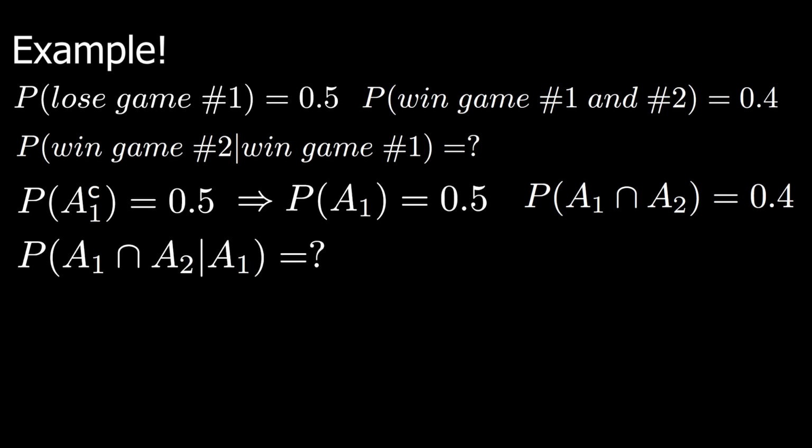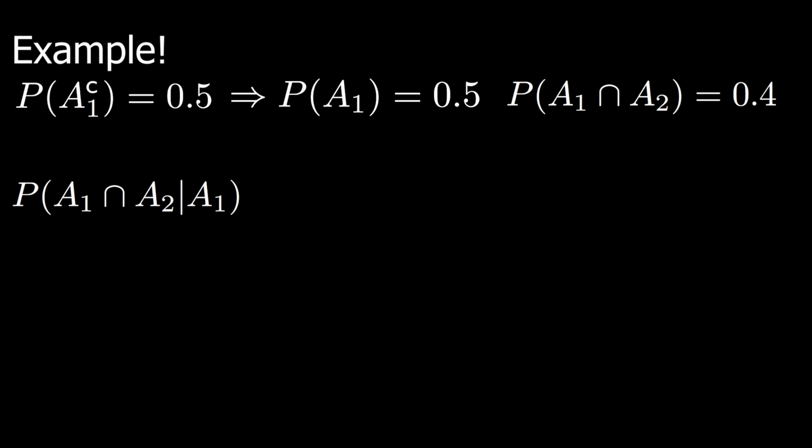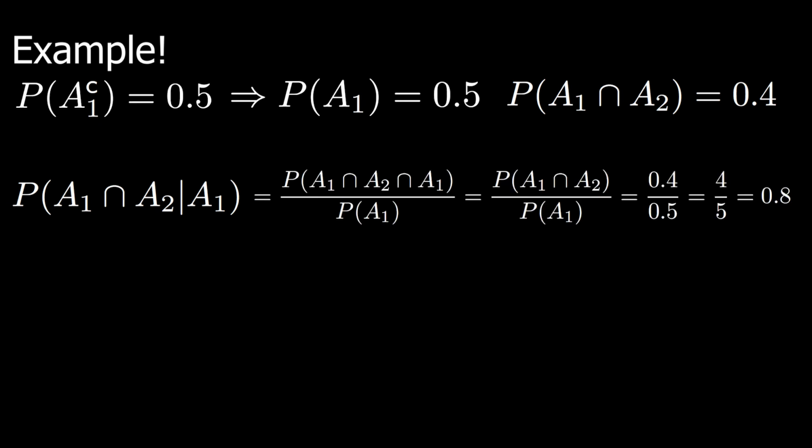What are we looking for? P of A1 intersection A2 given A1. The screen is getting a little cluttered, so let's remove the old information for the question, since we've formulated it in explicit events. Use the definition of conditional probability. We get P of A1 intersection A2 intersection A1 divided by P of A1. Rewrite this as P of A1 intersection A2 divided by P of A1. These are both known, so we get 0.4 over 0.5, which yields 4/5 or 0.8.